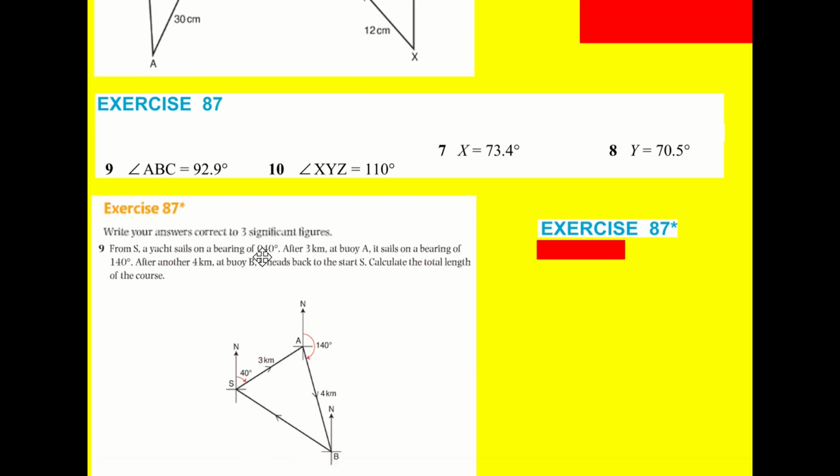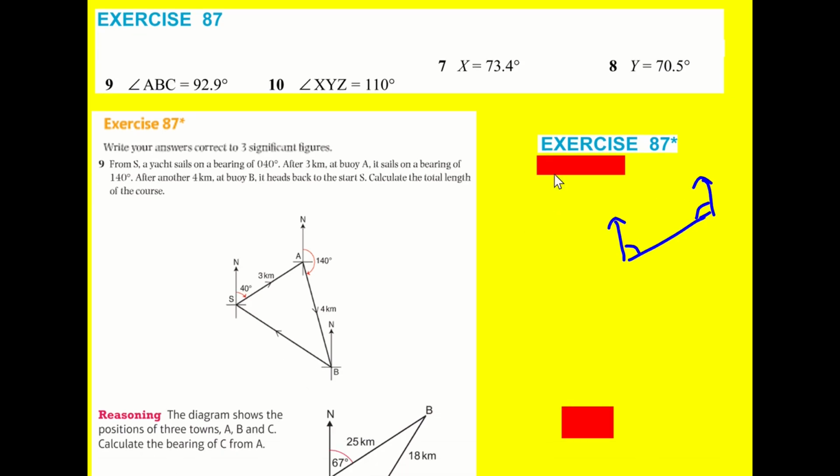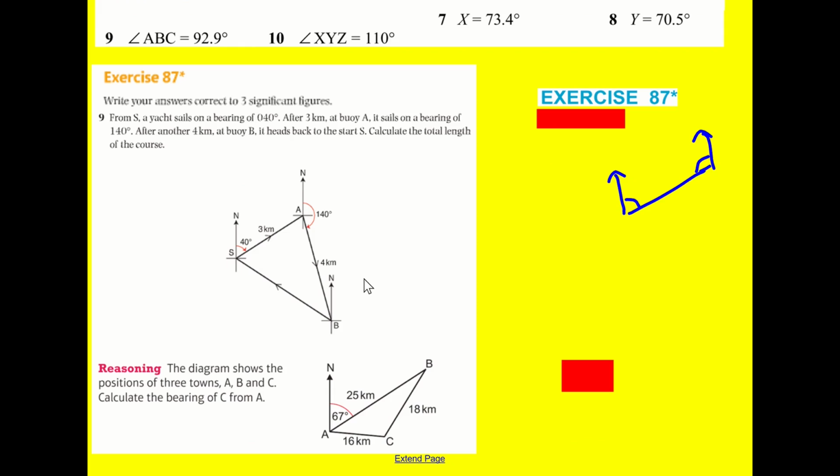On to 87 star with bearings. I talked a little bit about bearings last time and how you have to be a bit careful. I'm not going to give it away, no spoilers, but think about what those 2 angles add up to if these 2 lines are parallel. Here's the answer to number 9 and this reasoning question. Brilliant.